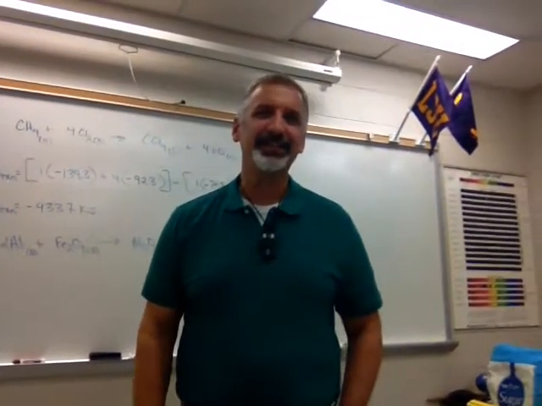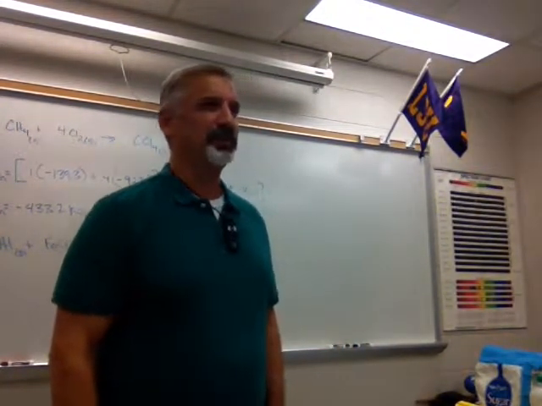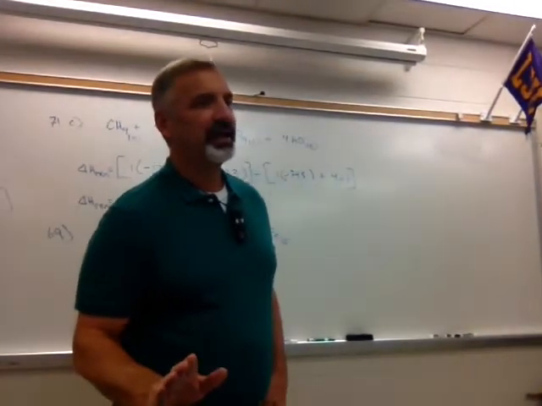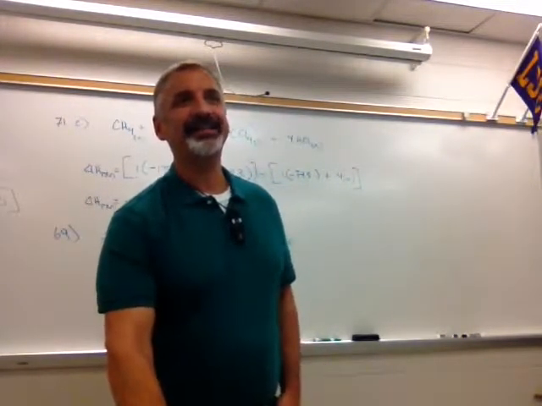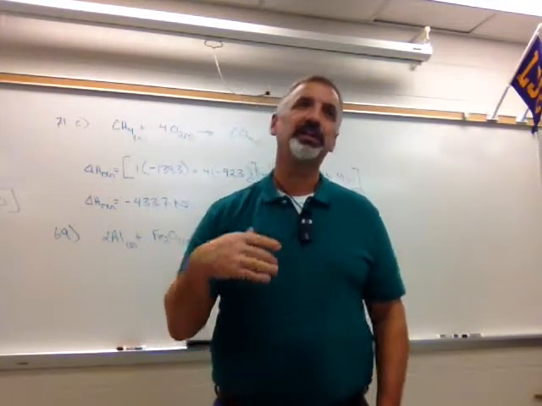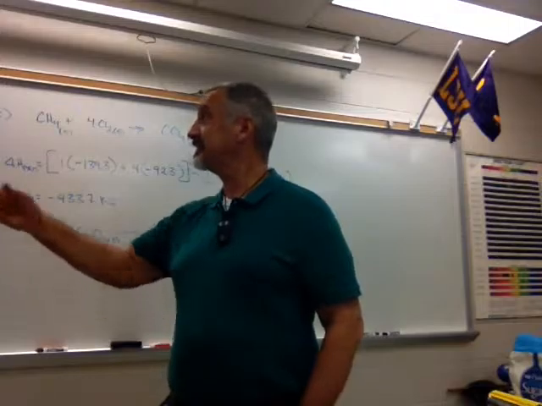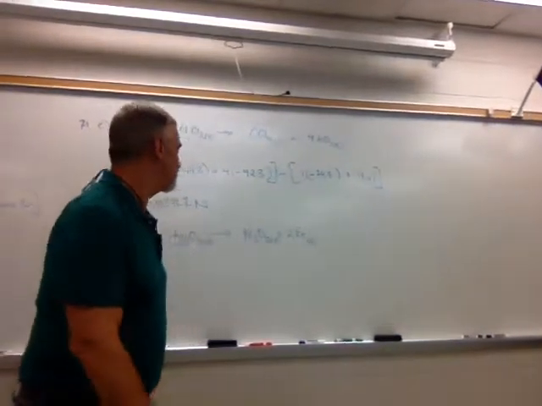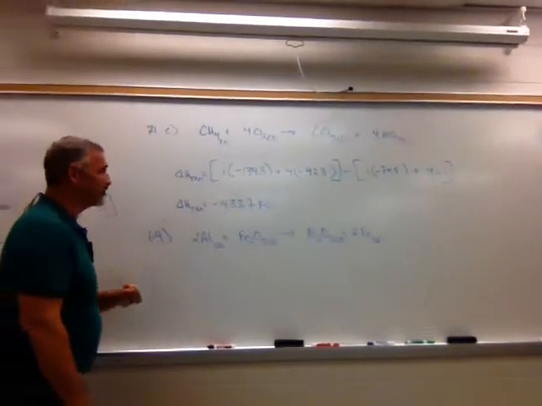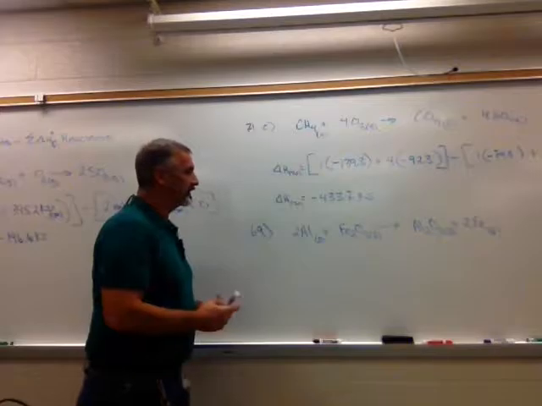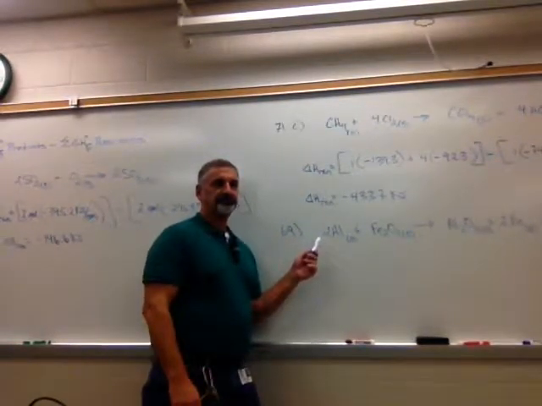Today's topic is bond enthalpy, which we call bond energy or the heat of the reaction. On Friday we learned that we can calculate delta H of the reaction using a simple equation: the sum of the heat of formation of products minus the sum of the heat of formation of reactants. So if we look at number 69 on page 209 in your old book, we see the thermite reaction.